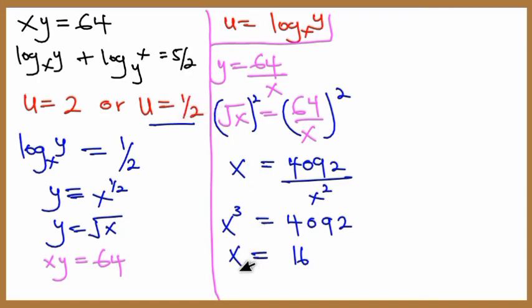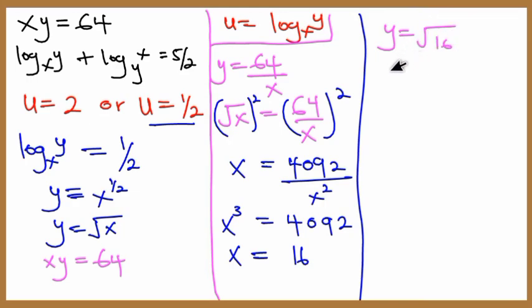So now for the first solution, that's u equals 1 divided by 2, we have found the value for x. That's left with the y. So in place of this x, we can put 16 there. So let's find the value for y. So my y equals root 16. Therefore my y equals 4. So for u equals 1 divided by 2, this is my x value, this is my y value.